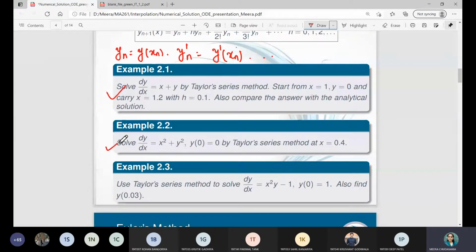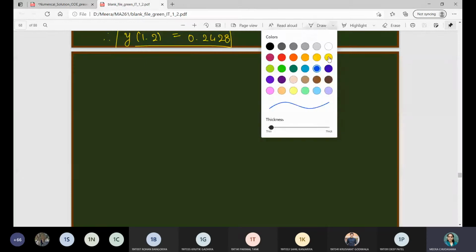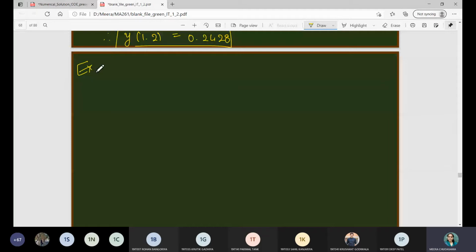So we will solve now this one. Solve dy by dx is equal to x square plus y square. The initial condition we are given is y0 is 0, by the Taylor series method at x is equal to 0.4. So let me write down this example. We are asked to solve dy by dx is equal to x square plus y square with y of 0 equal to 0, and we are asked to find the solution at x is equal to 0.4, right?